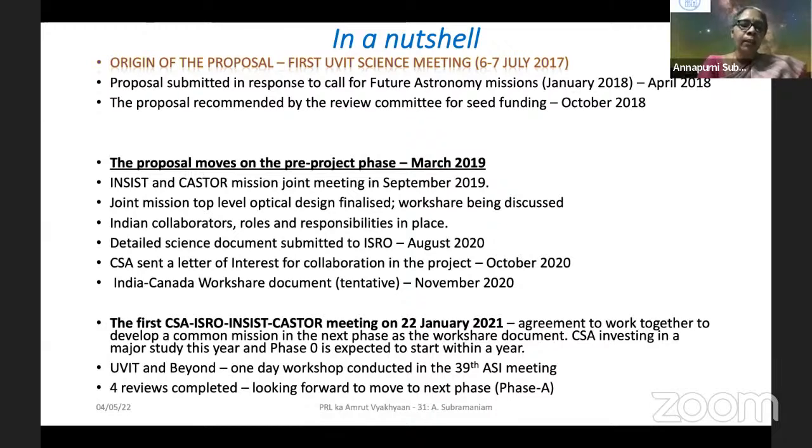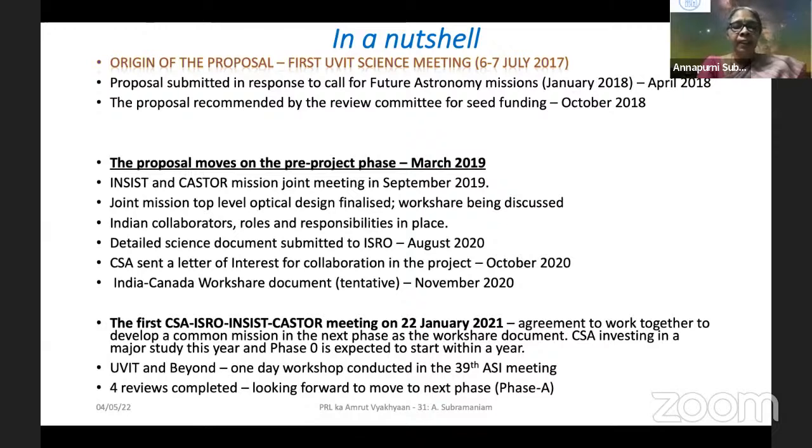And we also had discussion with Indian collaborators, their roles and responsibilities, so that we could actually see how the work can be divided and the responsibility can be shared. We created a complete science document, though we had submitted a science document along with the first proposal, and it was submitted to ISRO in August 2020. Based on that, we are producing a few science papers to be submitted very soon.